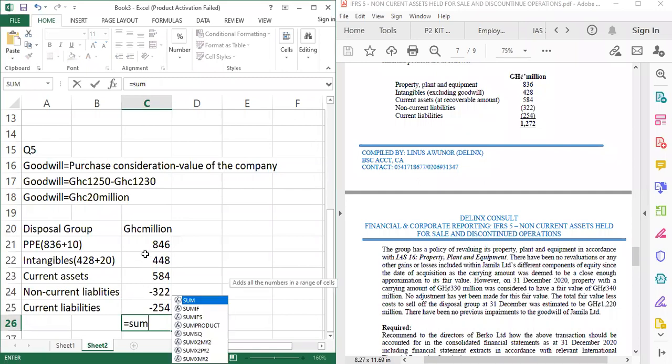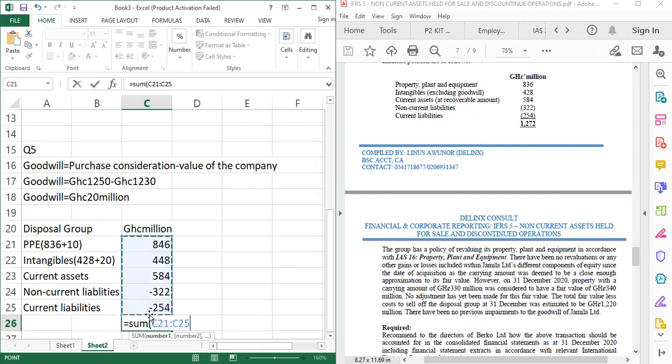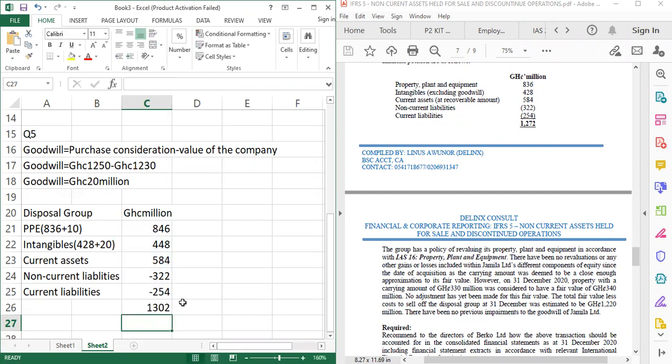So what will be the total value now? What will be the value at the date of classification? It will be all of this. There we go. It will be 1302. So this is a carrying value. This is the carrying value of the disposable group.